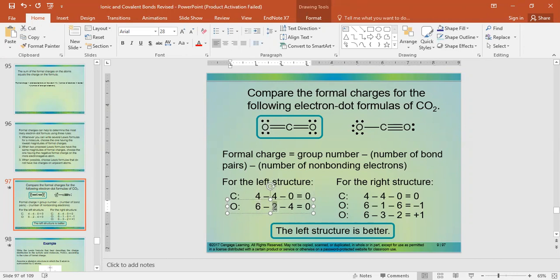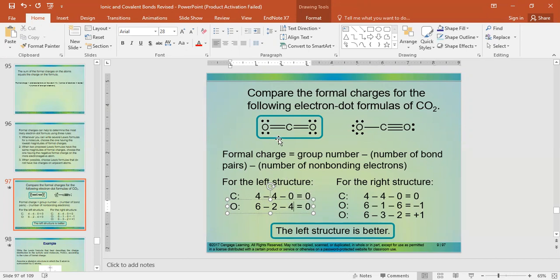So we subtract 2, and we also subtract the total number of lone pair electrons. So it has 4 lone electrons. So we subtract 4, and the answer is 0.